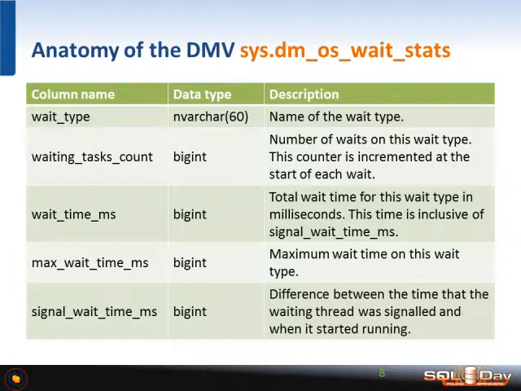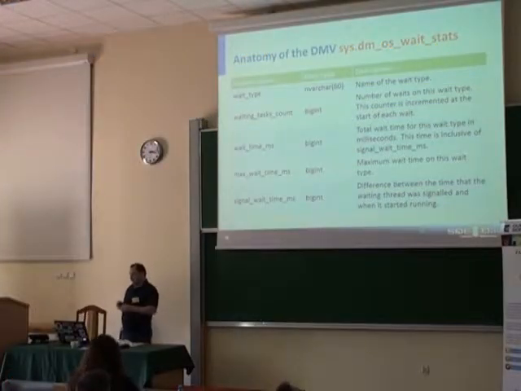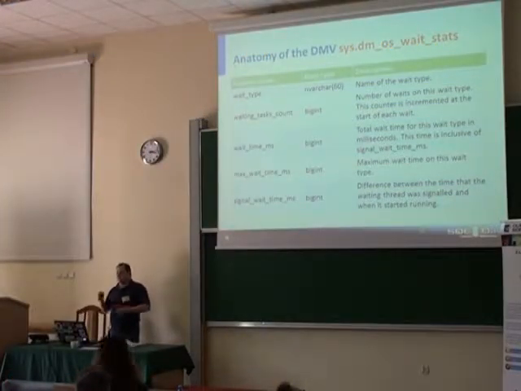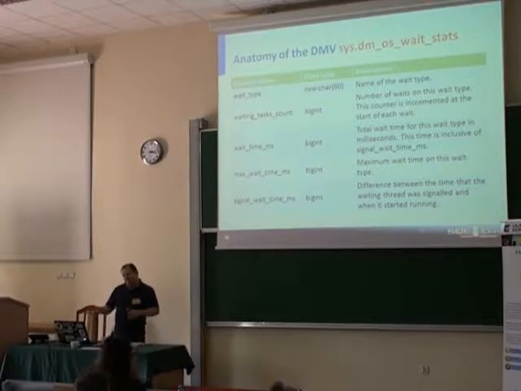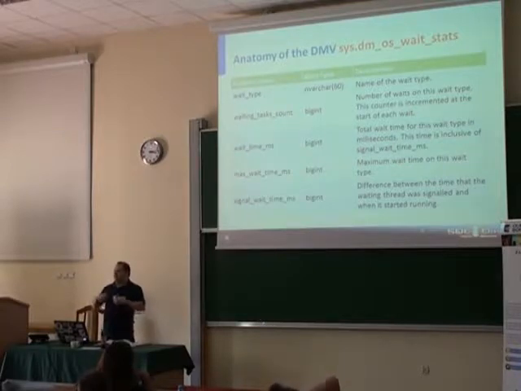There's a counter. There's a wait time in milliseconds, so this is an incremental number, quite a large one. There's a maximum wait time, so that's the highest number that wait type has ever reached. And there's also what's known as signal wait, and we're going to cover that in a little bit more detail. Basically, that's the amount of time we've been waiting for the process to get onto the CPU cycle.